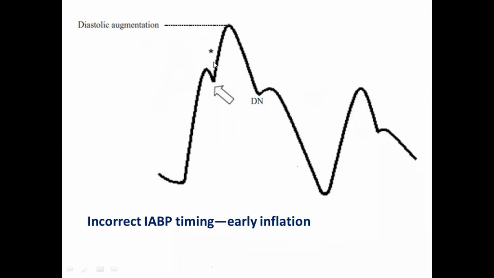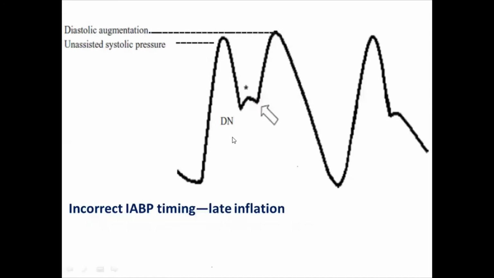So the augmentation is started before the dicrotic notch. This is the shape for early inflation. Early inflation comes before the dicrotic notch. This is the late inflation because this is the ascending limb, this is the descending limb, and this is the dicrotic notch.